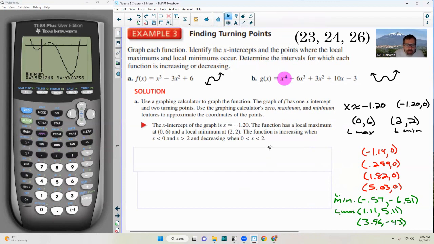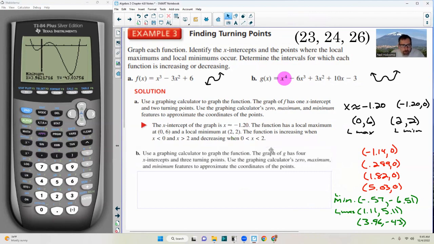So let's take a look here. Use the graphing calculator to graph. We did the graph of g, 4 x-intercepts. Here they are. And 3 turning points, which are right here. And I didn't label this one as a local min. So it goes 0, minimum, 0, maximum, 0, minimum, 0, and up to infinity.